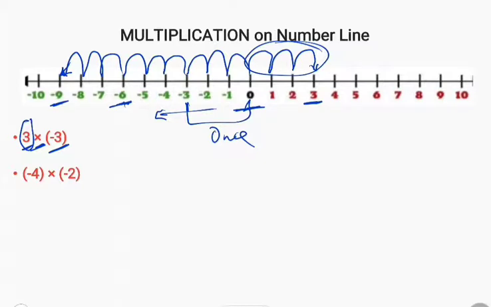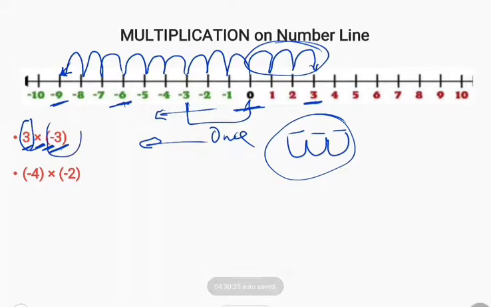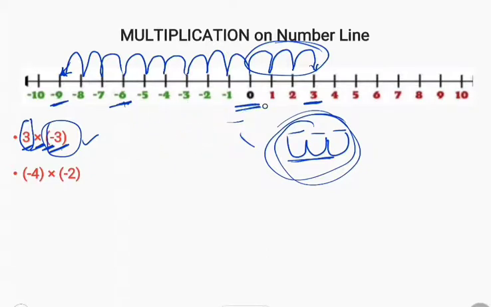So, what we did is, we did 3 steps, 1, 2, 3 steps, 3 times, but on the left-hand side because there was a negative sign over here. So, starting from 0, we did 3 steps, 3 times, on the left-hand side. So, this is how multiplication happens.